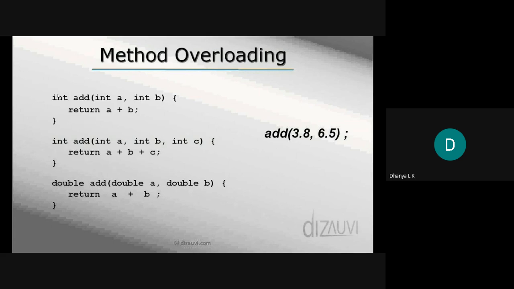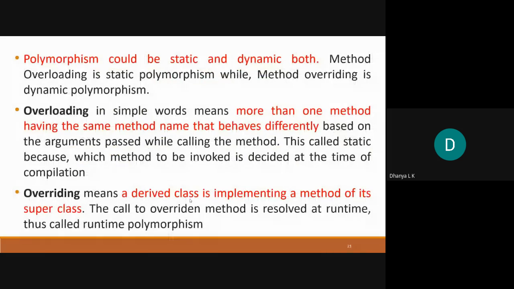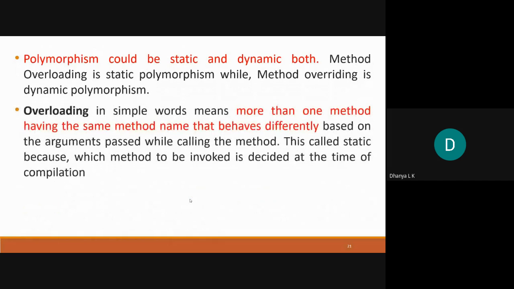So when we are executing the function, we don't have any confusion, because based on the function call, the function implementation will change. For example, add of 3.8 comma 6.5. This function call will execute the third function. This is already decided at compile time. This is polymorphism: same name function, different behavior.